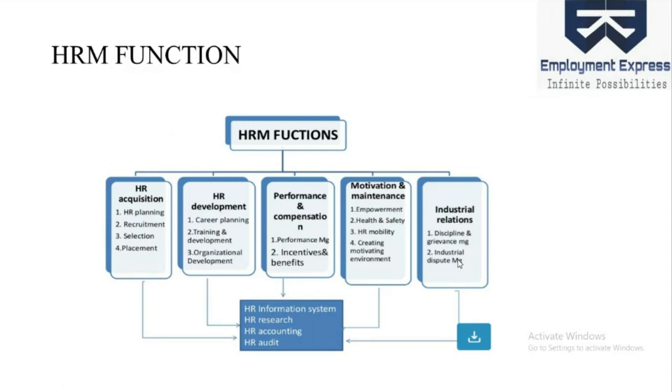Next, industrial dispute management also, we always have to check what their needs are and what things are not right. So we have to check all the things, and we always try to create a better environment for the work. So these are basically the HR functions, the HRM functions. There are basically five: HR acquisition, HR development, performance and compensation, motivation and maintenance, and industrial relations.